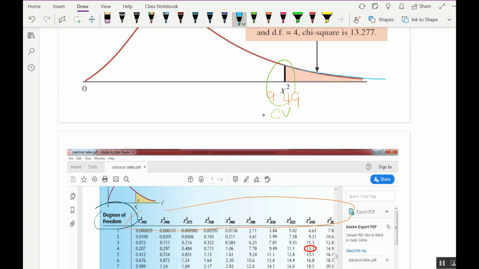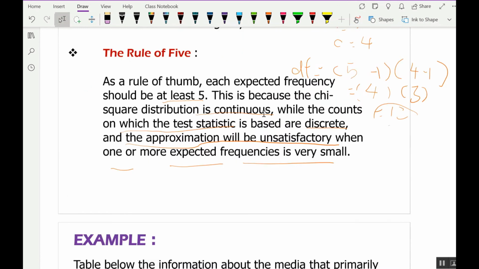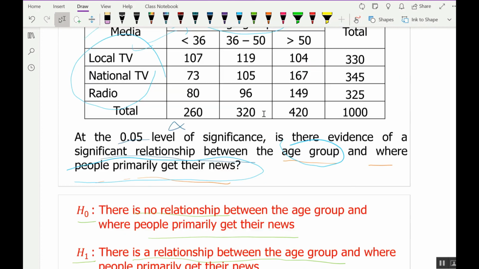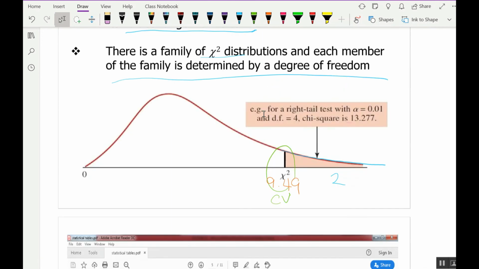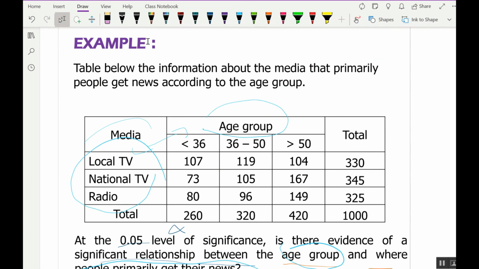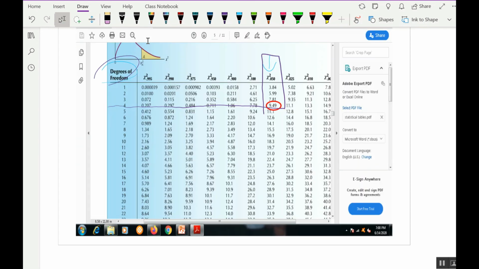And then your calculated one, how much was it just now? 24. Forgot already. 24.320, right? So this is the statistical value, the one you get from your calculation. Of course, it is in the rejection area, or rejection region. So at the end, the decision is to reject the null hypothesis.